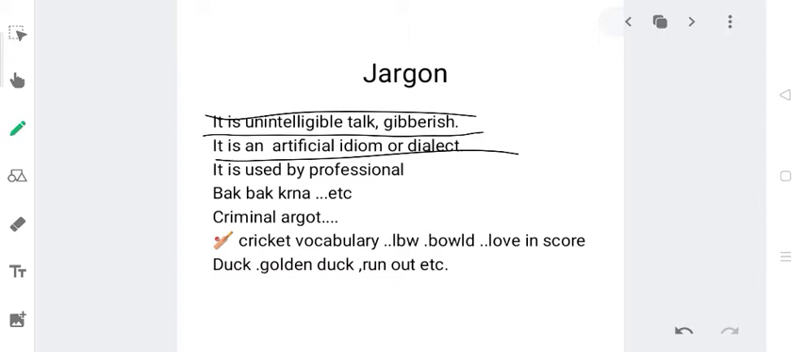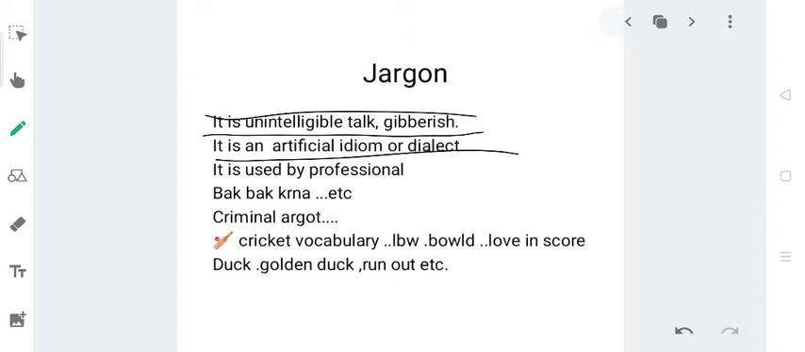It is used by professionals. Say, for example, in cricket there is a term, leg before wicket, LBW. If we take this outside the context of cricket, the word seems unintelligible to the common masses. Say, for example, in table tennis or in volleyball, we have a series of scores like love, 1, 2, 3, 4 and 5.